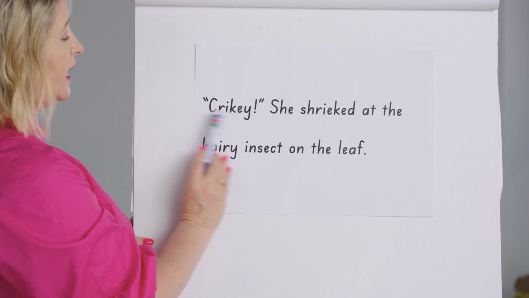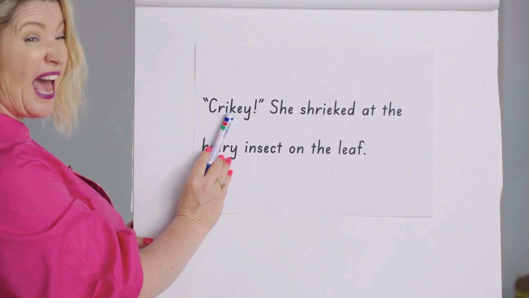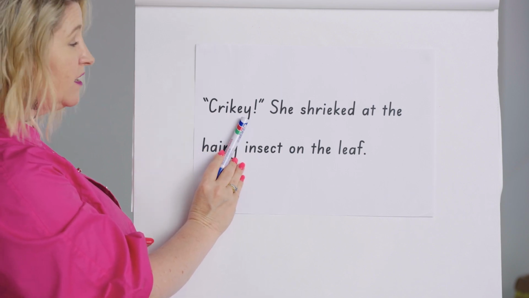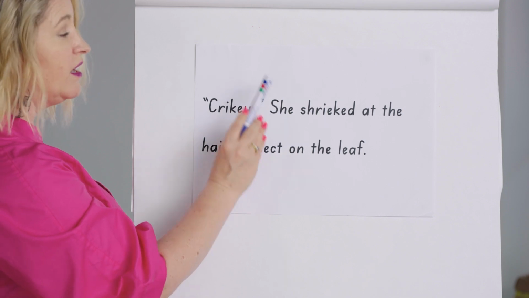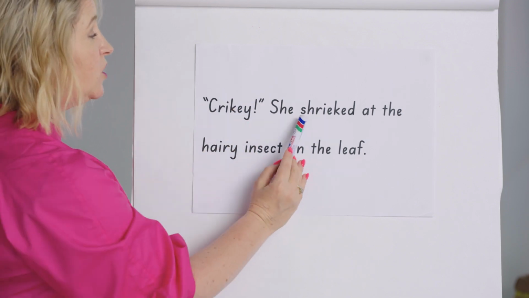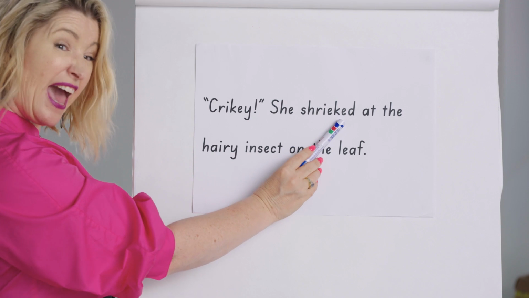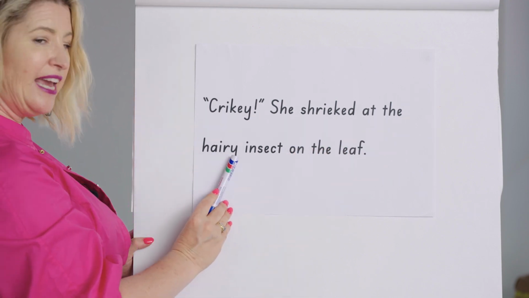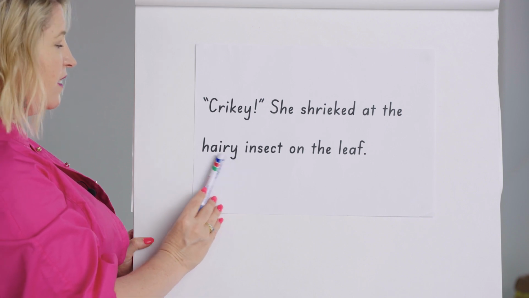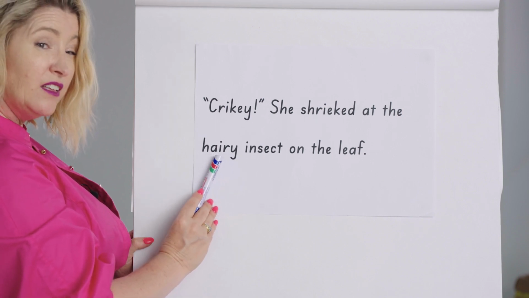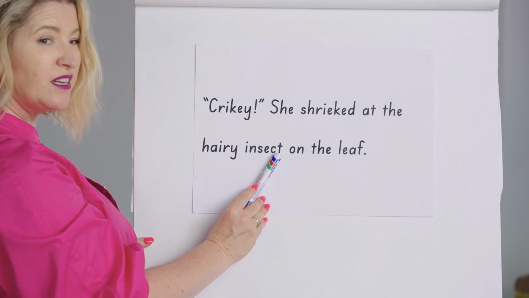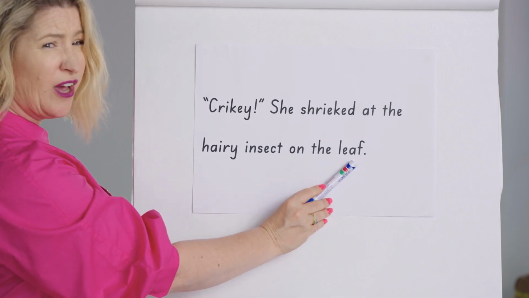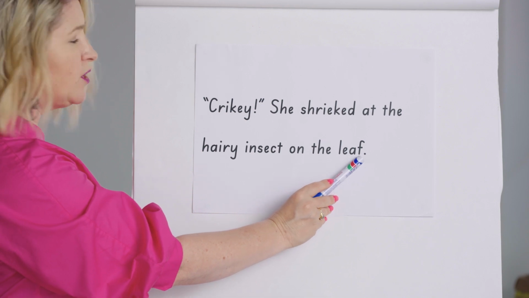So crikey, have a look up here. It's the K making the K sound, EY making E. She, check up and down each word one at a time. Shrieked, make sure you've got IE and that K again, not CK. At the hairy, Y making E. The air, AIR for air. Insect, I think that one you might have. On the leaf, make sure you've got EA on leaf, full stop.